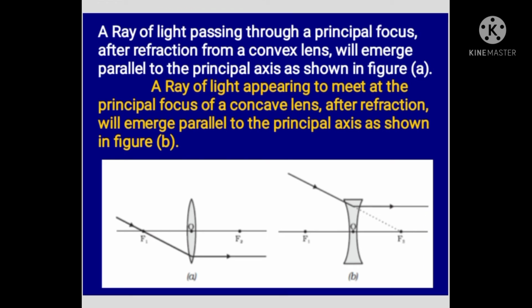Our second case is a ray of light passing through a principal focus. After refraction from a convex lens, it will emerge parallel to the principal axis, as shown in the first figure. A ray of light appearing to meet at the principal focus of a concave lens, after refraction, will emerge parallel to the principal axis. This is shown in the second figure.